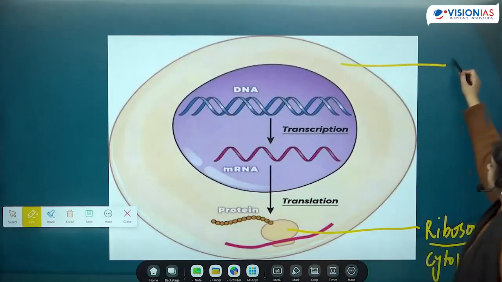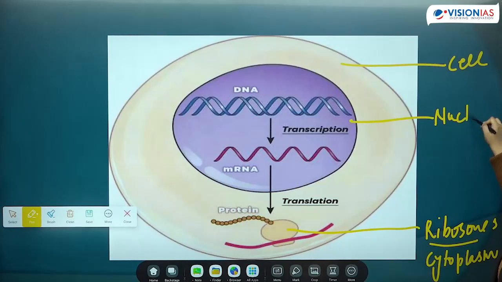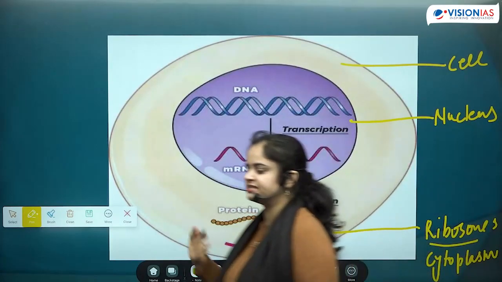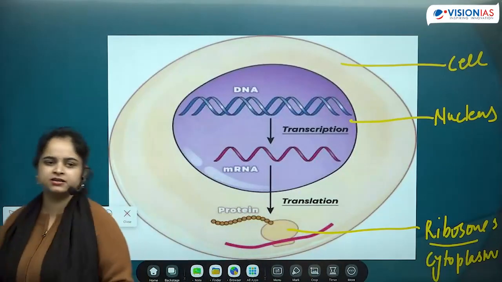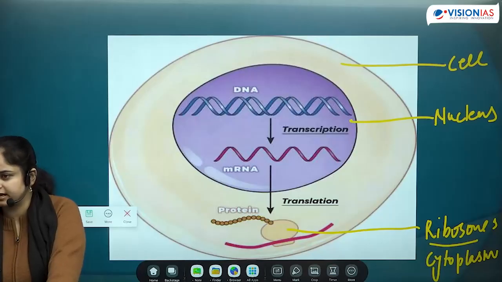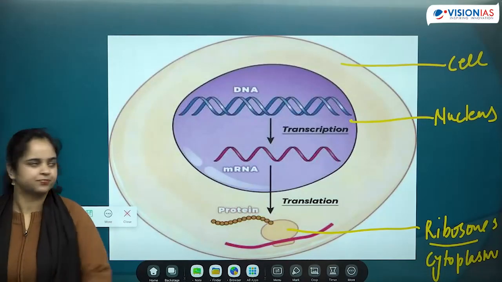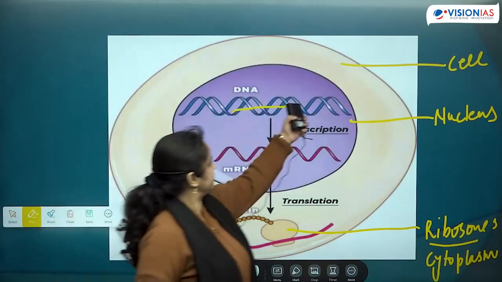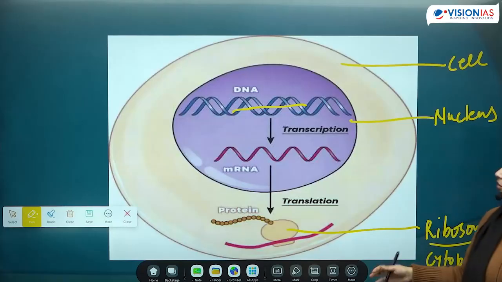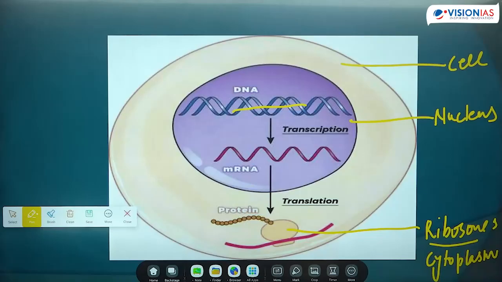This is your cell. This is the nucleus. We are talking about how the gene is going to show its impact. Where is the gene present? Which part of the cell? Nucleus, right? We've just seen that. DNA, genetic material, it's all present in the nucleus. So, ये है DNA, इसका segment को हम बोलेंगे gene. Now, the information is in the nucleus, proteins बनेंगी cytoplasm में.